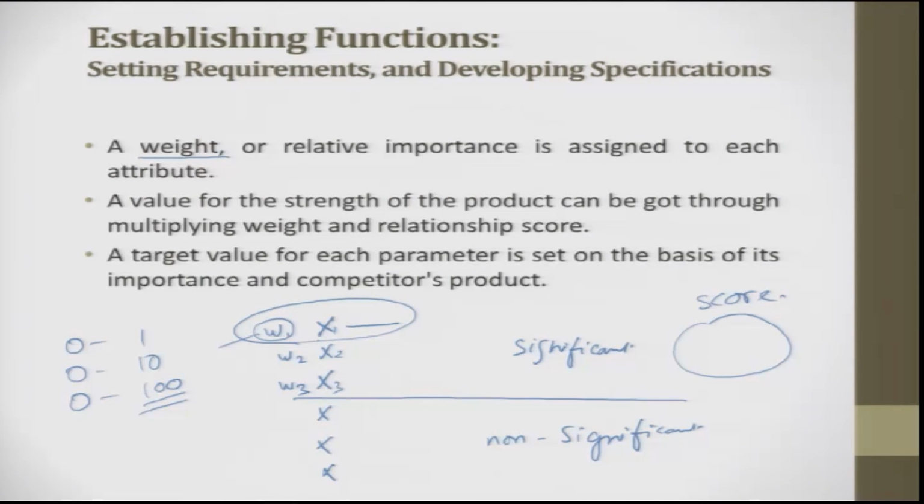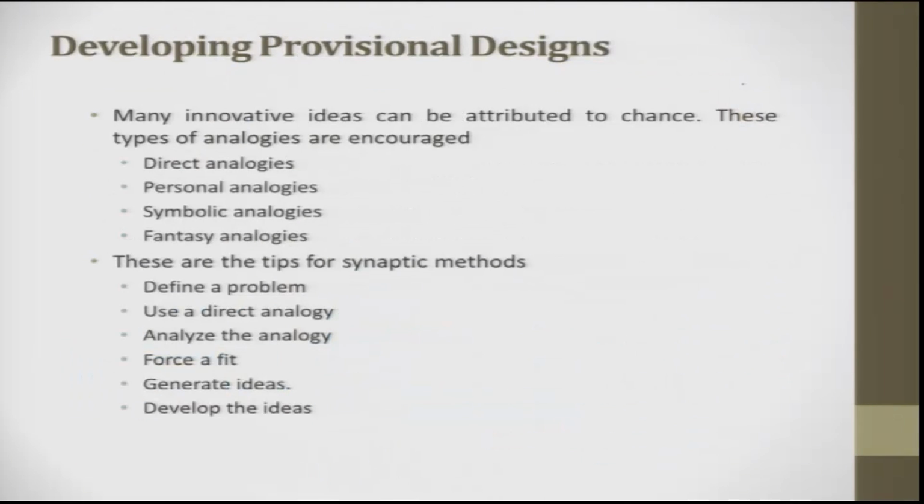So, now you should understand what the customer wants, what is competitively available, and then decide your specification. If you make a mistake in assigning the specification, then all the other exercise will go futile. So, setting requirements and developing specification is a very, very important task. Then you try to develop provisional designs. Many innovative ideas can be attributed to chance. These types of analogies are encouraged.